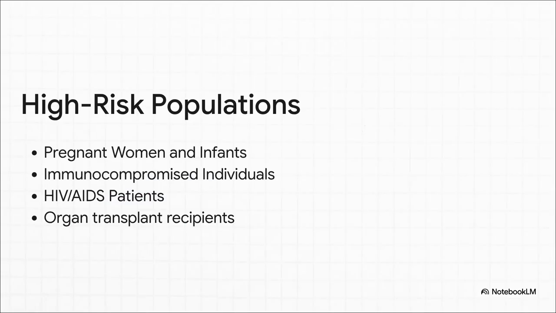So who is in these high-risk populations? It includes pregnant women, infants, and immunocompromised individuals. Let's sound that one out. Immunocompromised. That simply means a person's immune system is weakened. It's just not fighting at full strength. We're talking about patients with HIV/AIDS, folks going through chemotherapy, or people who've recently had an organ transplant.